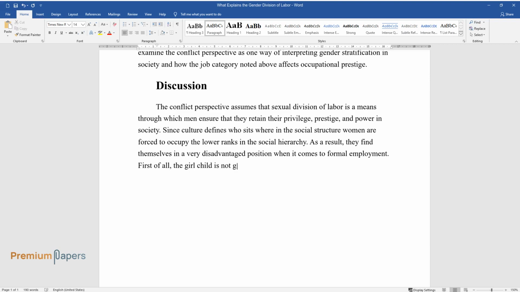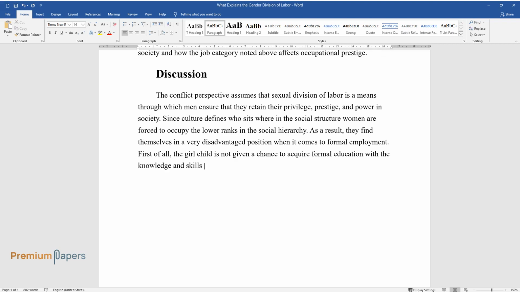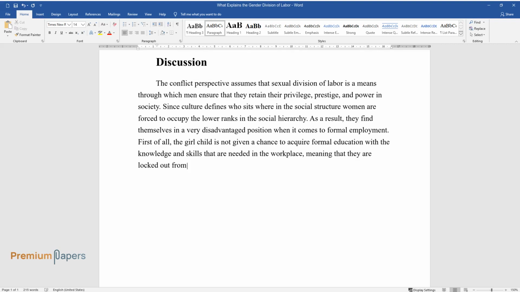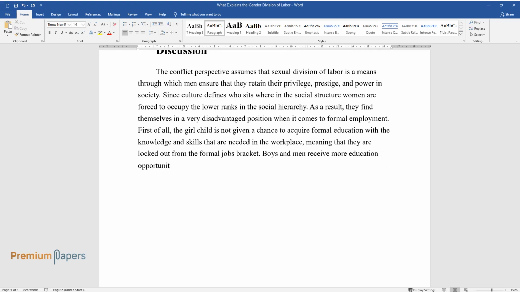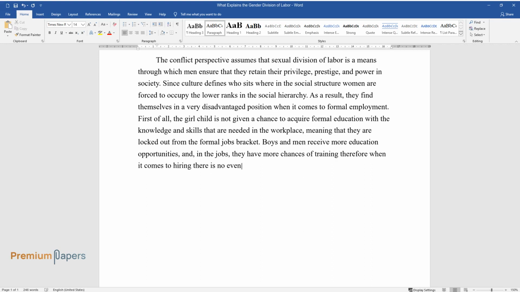First of all, the girl child is not given a chance to acquire formal education with the knowledge and skills that are needed in the workplace, meaning that they are locked out from the formal jobs bracket. Boys and men receive more education opportunities, and, in the jobs, they have more chances of training. Therefore, when it comes to hiring, there is no even playing ground, and men obviously have an advantage.